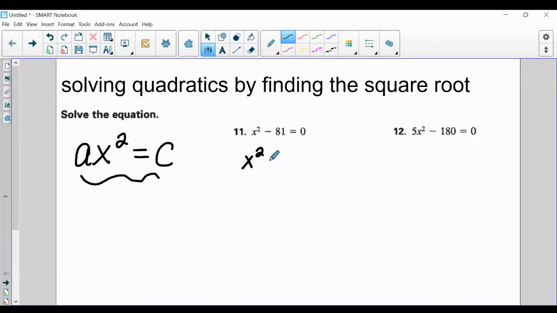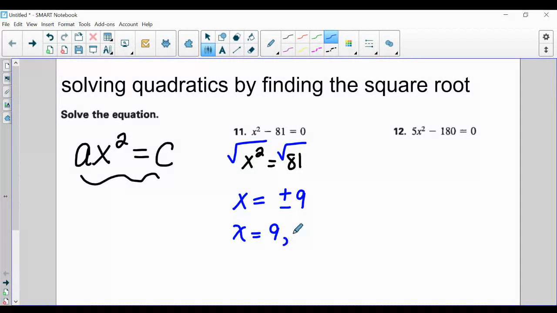Let's move that 81 to the other side. And then from here, we'll make sure that it's 1x squared before we take the square root. Now we take the square root of both sides, and we'll have x equals positive negative 9. There are two answers. x equals 9 because 9 times 9 is 81, and x equals negative 9 because a negative times a negative is also positive 81. So there are actually two solutions. You can express them like this or with the plus minus in front.